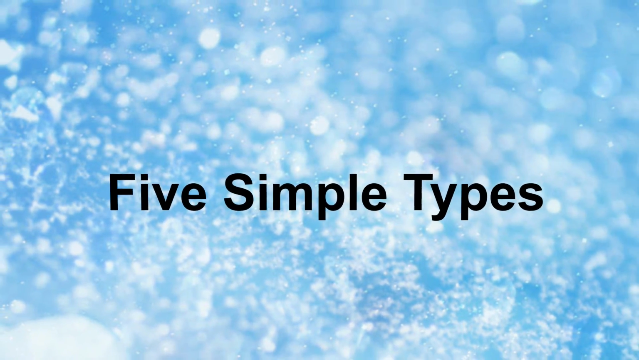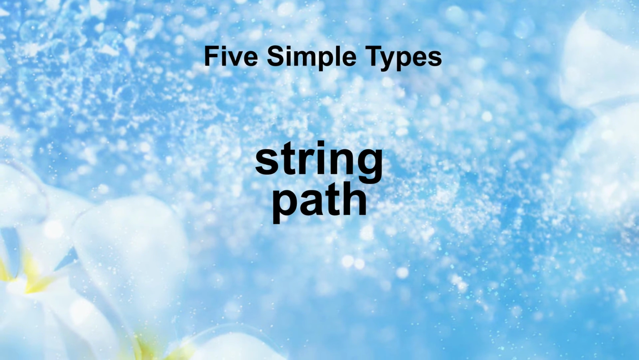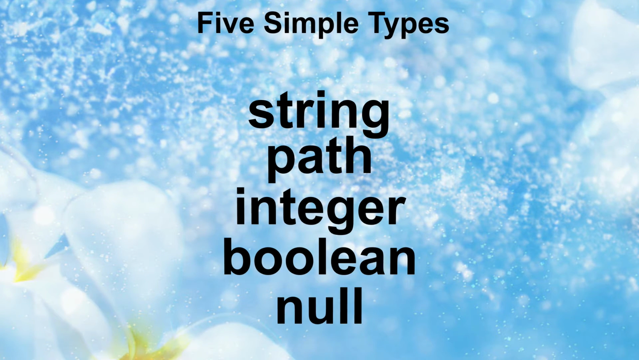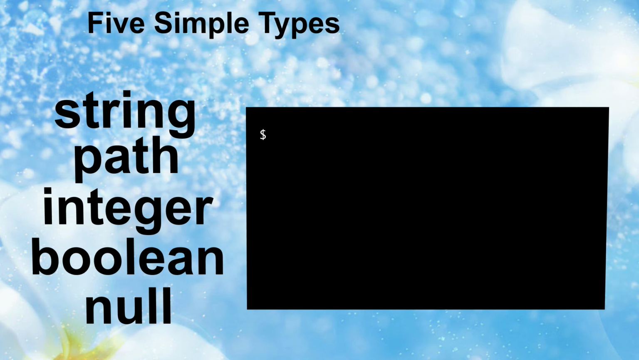In this episode, we're going to explore the 5 simple types in Nix. They are string, path, integer, Boolean, and null. An easy way to experiment with Nix expressions is to use the Nix REPL program.